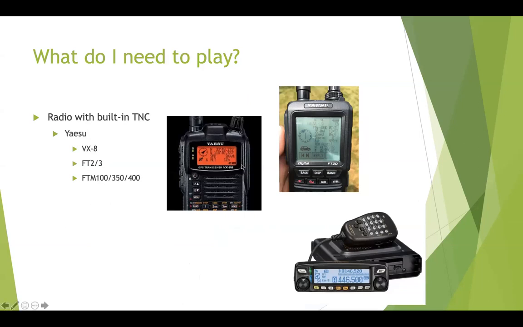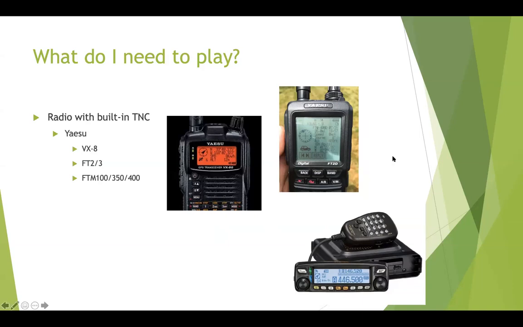The VX8 is a handheld. Dan has the FT2. I think the FT3 also has APRS built in, and those are actually digital radios that can do, what is it? Fusion, isn't it? Fusion for Yaesu. That's correct. And then the FTM 100 and 350 and 400, they also have that capability. And if we remember from our example packet, Gordon has the FTM 100. So those have APRS built into them as well.